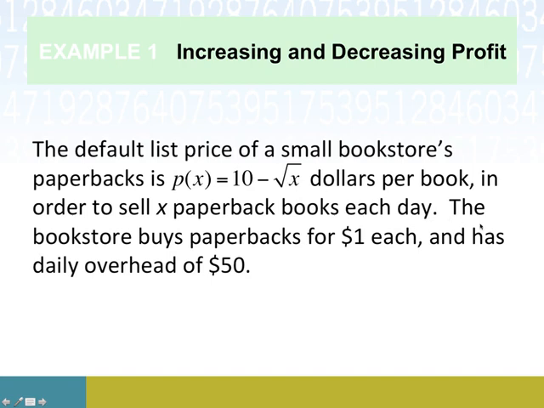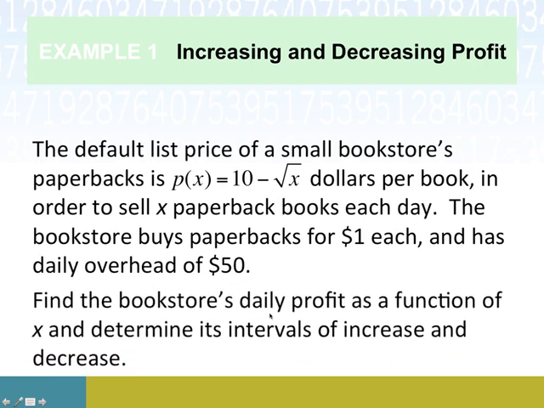So there's the other side of this. The bookstore buys these paperbacks, maybe from the community or a wholesaler or something, but they get them on the cheap for $1 each. And then the bookstore just has a fixed daily cost of 50 bucks. It's our job to find the daily profit function and then figure out where it's increasing and decreasing.